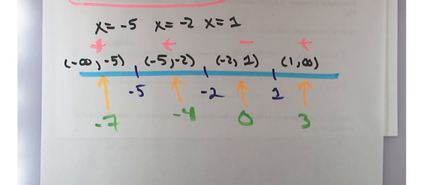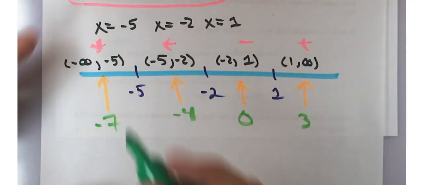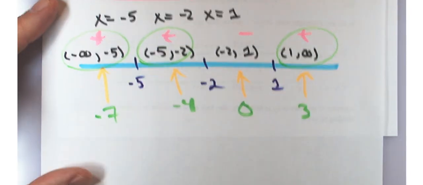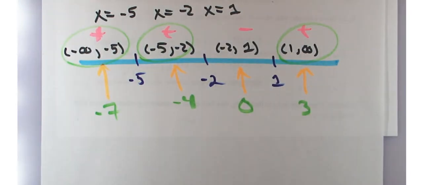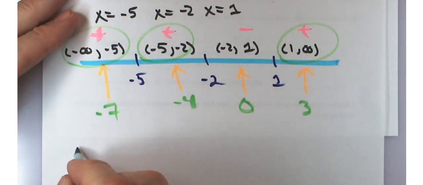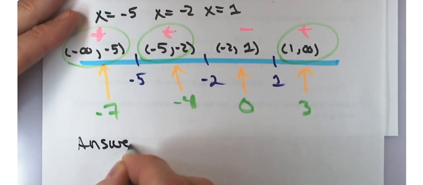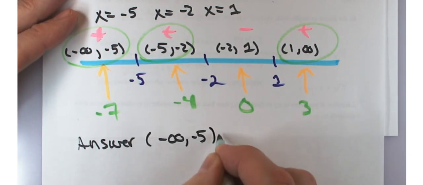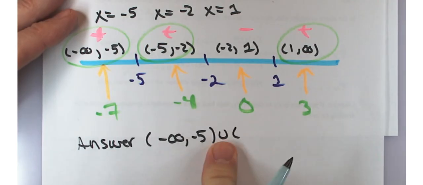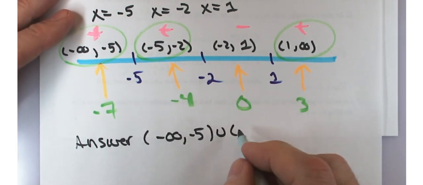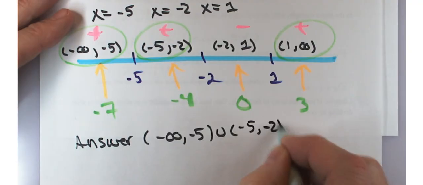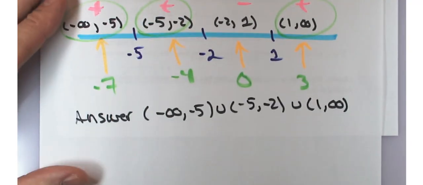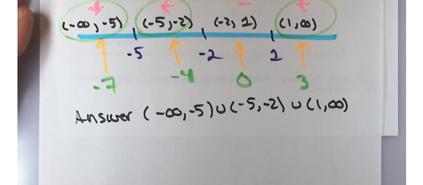let's see. So yeah, we want the positive intervals, which would be this one, and this one. So your answer is -infinity to -5, union. Now on WebAssign you probably put a comma. -5 to -2, union 1 to infinity.